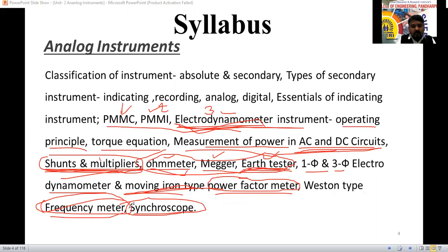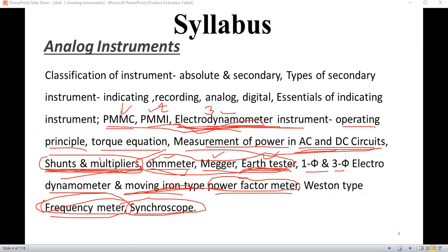So here we are measuring the voltage by using PMMC. We are going to measure from PMMC, PMMI and electrodynamometer. We can measure voltage and current. From the power also we can measure power, AC and DC. And with shunts and multipliers we can increase the range. With an ohm meter, megger or tester we are going to measure the resistance. Power factor meter, frequency meter, these are all the things we are going to study in the second unit.